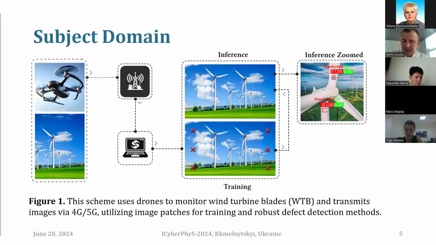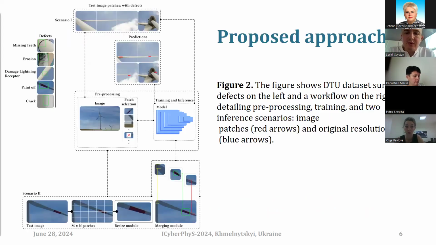Examination of blade surfaces, the identification of even minor damage is crucial for timely maintenance and repairs. Our approach involves using the DTU dataset for training and validation of the model. We implemented two inference scenarios, one using image patches and the other using raw high-resolution images.